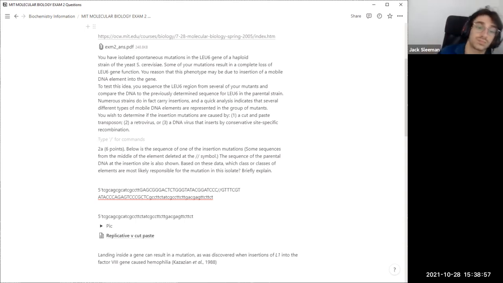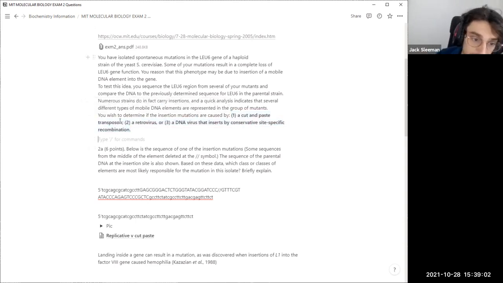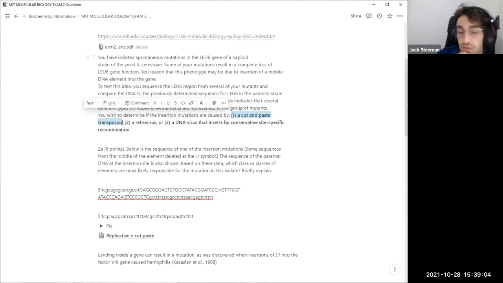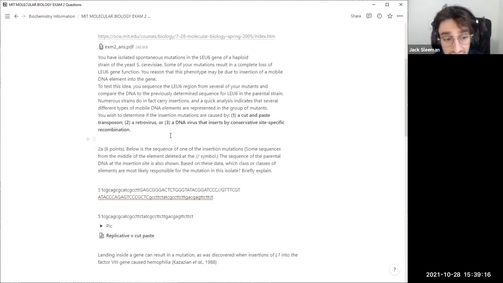All right, cool. So let's look at this for a sec. We know what a cut and paste transposon is. We've heard of that before. A retrovirus, maybe not. A retrovirus like HIV starts out as RNA, then uses reverse transcriptase to make cDNA, and then from there it starts making lytic stuff and killing the cells. But we don't know much about that. Dr. Myers hasn't talked about that.